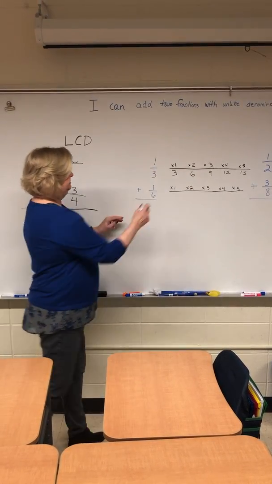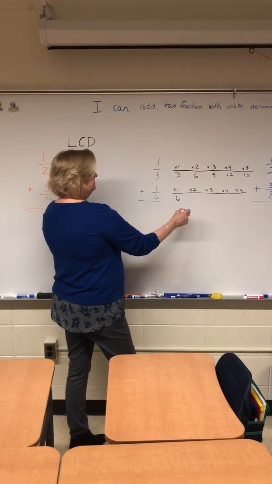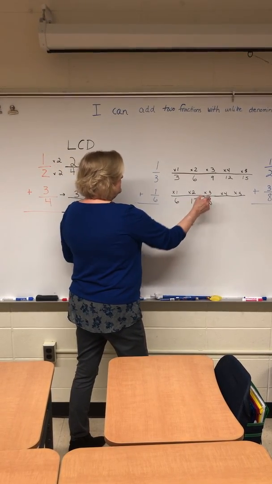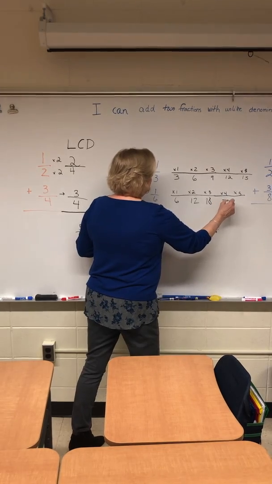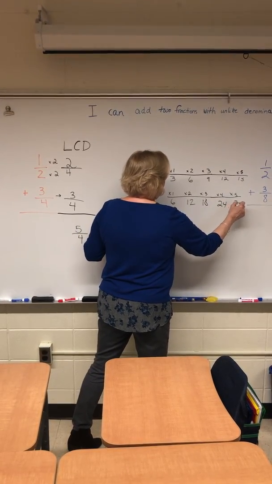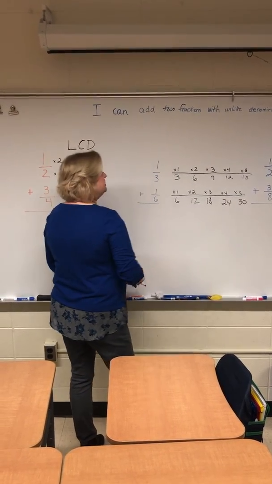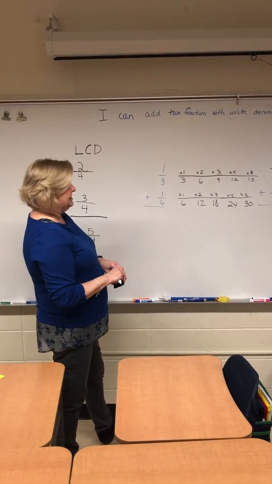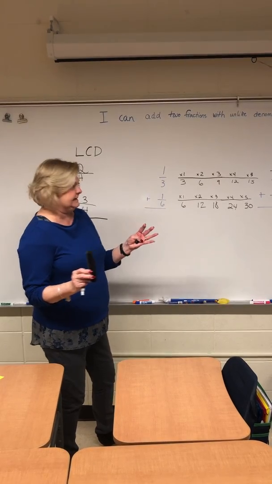Now, 6 times 1, 6 times 2, 6 times 3, 6 times 4, and 6 times 5. All right, do you see any numbers that are common? I do, but what's the smallest common number?